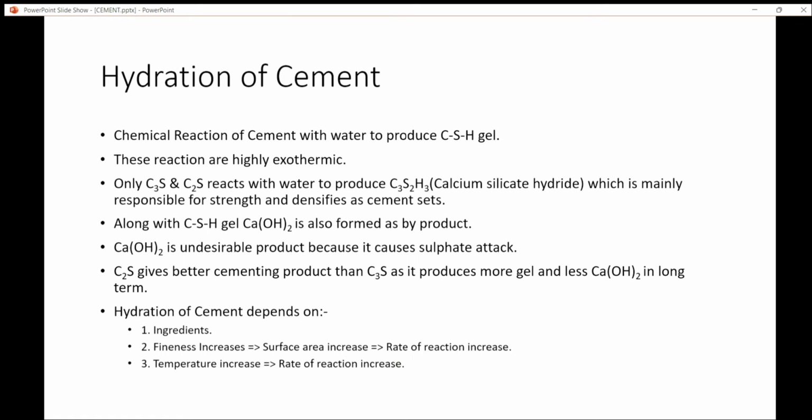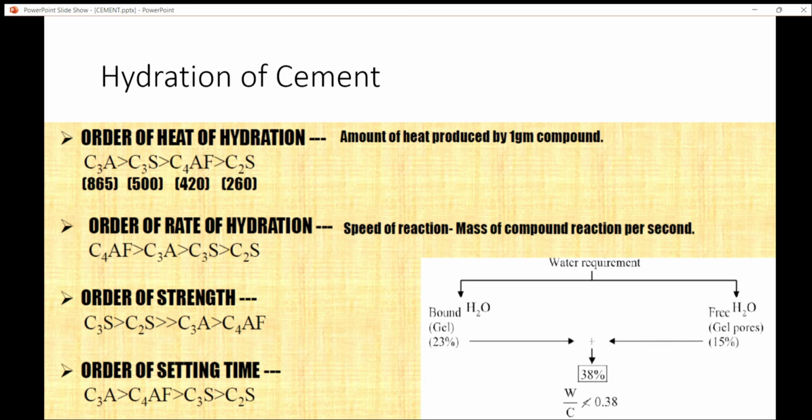Hydration of cement depends on ingredients; as fineness increases, temperature increases. That's it. Heat of hydration. The amount of heat of hydration in one compound. We compare the heat of hydration with the clinker composition. Now you can see the order of heat of hydration, order of rate of hydration, order of strength, and order of setting time.